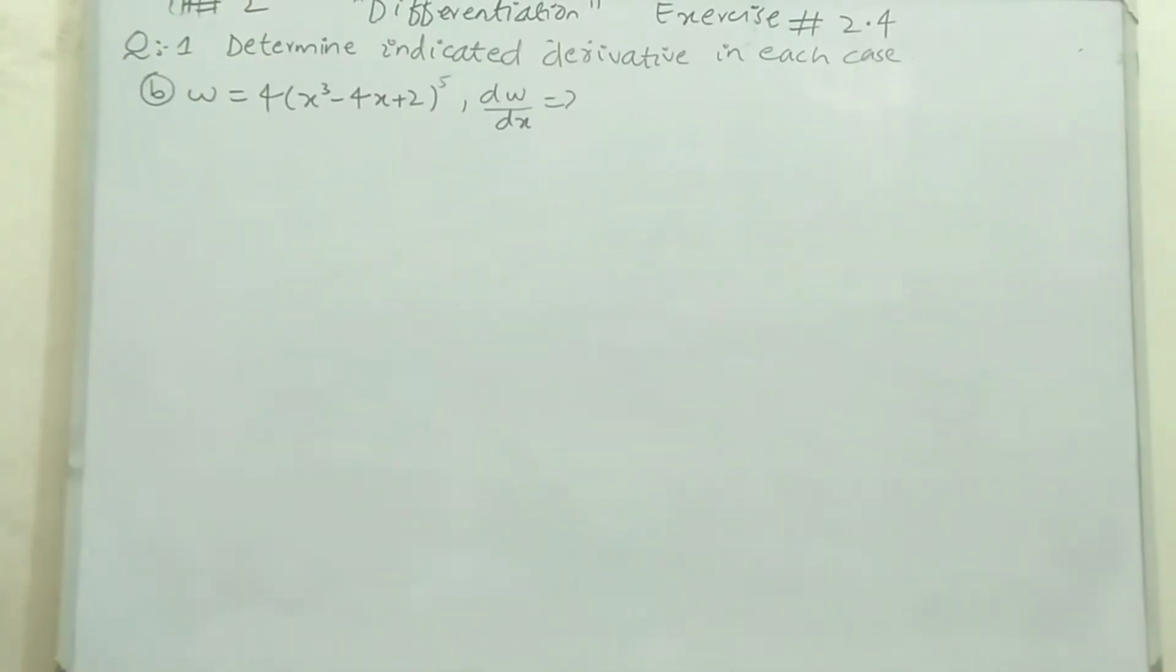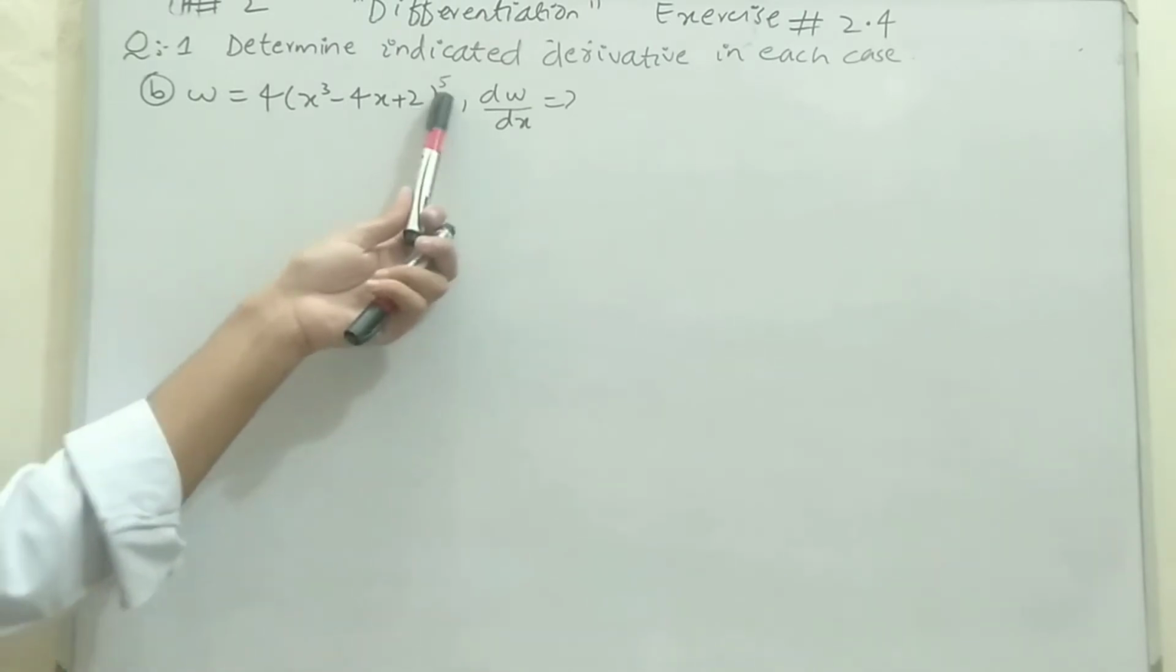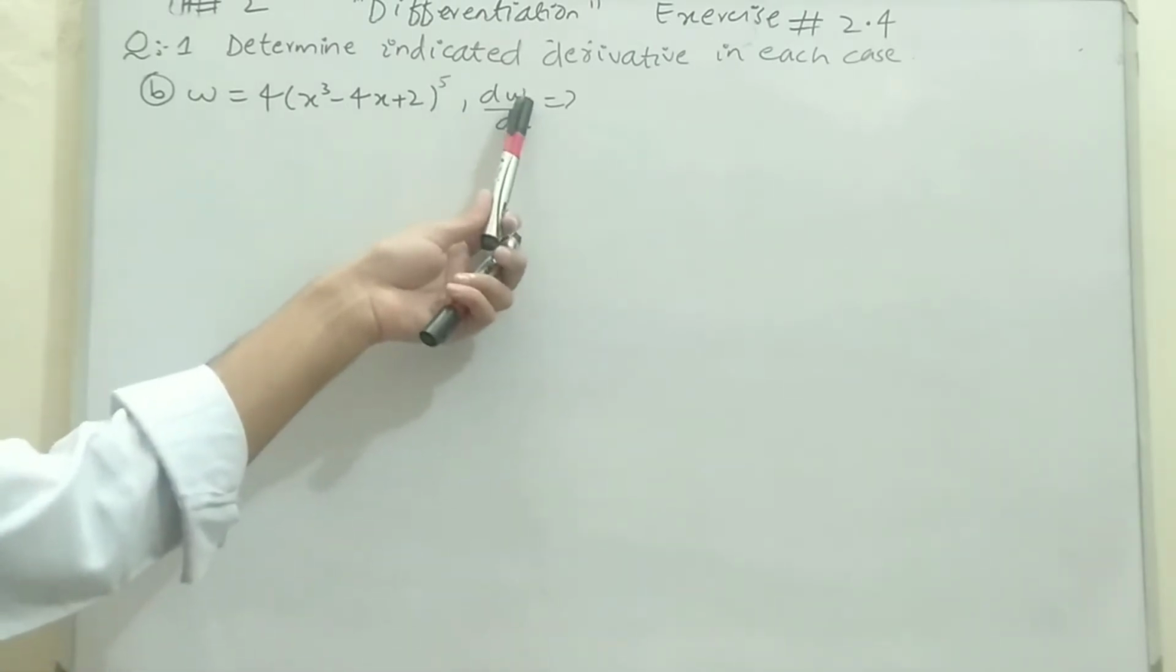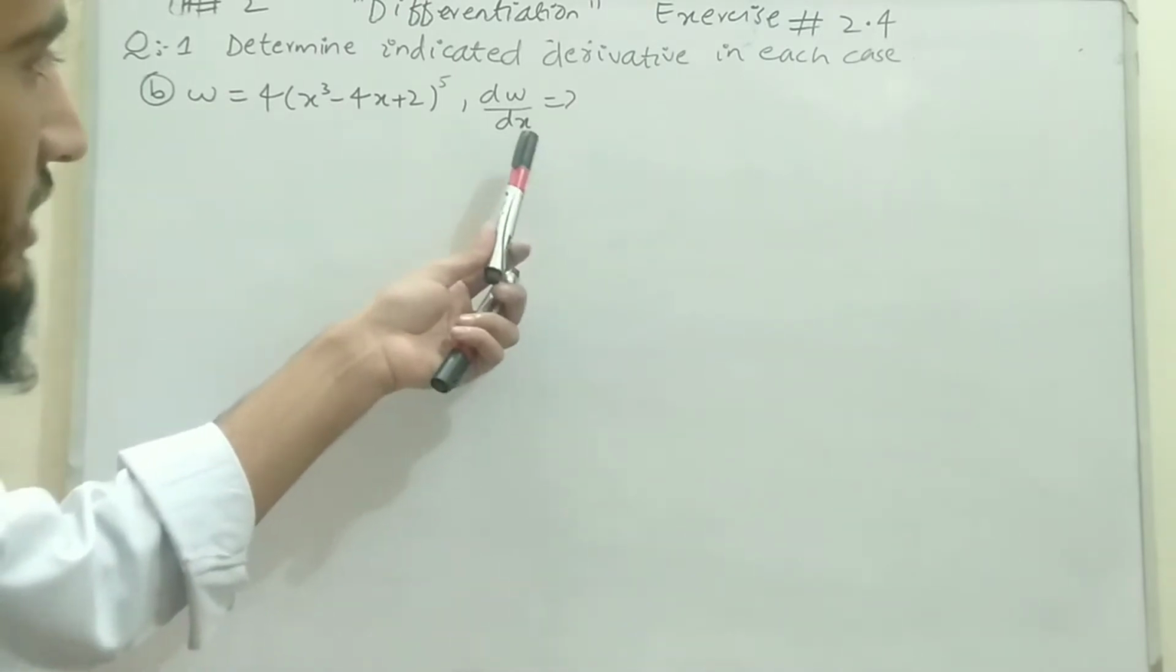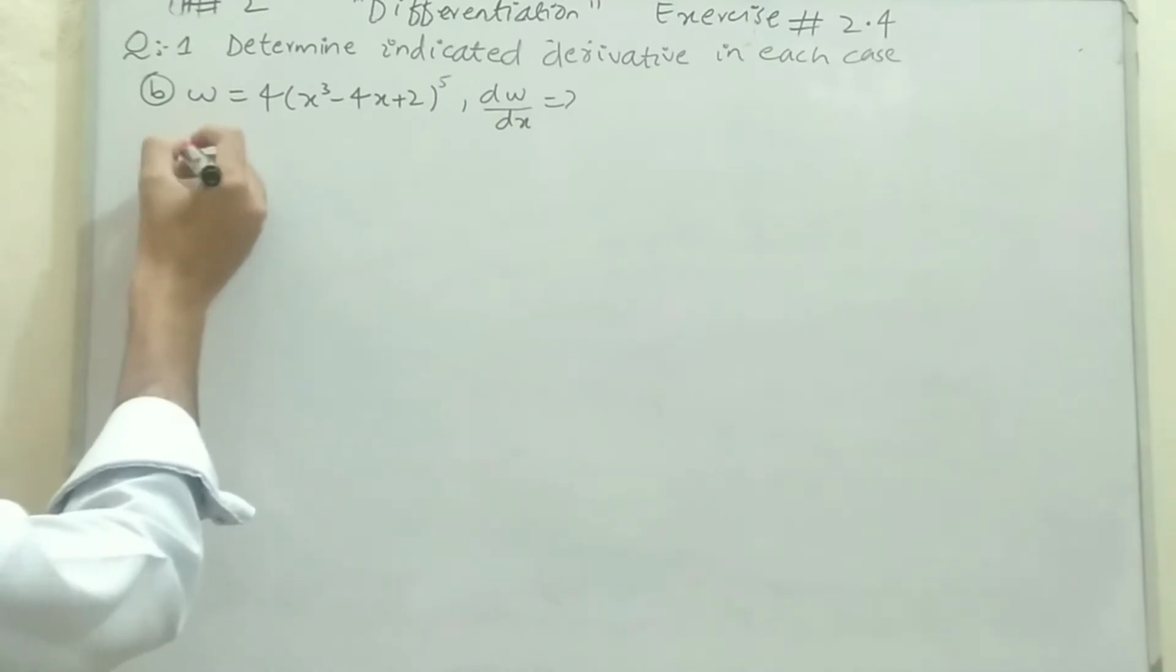Now move to part number B. We have a function given w is equal to 4 multiply x cube minus 4x plus 2 whole raised to the power 5. Find the derivative of w function with respect to x. So after this, move to solution.